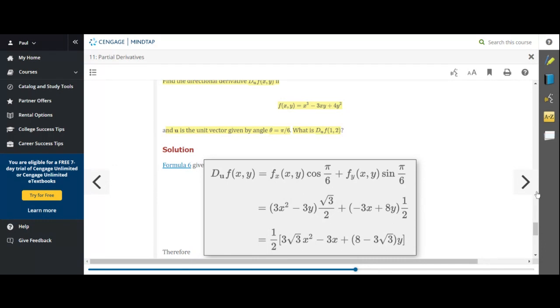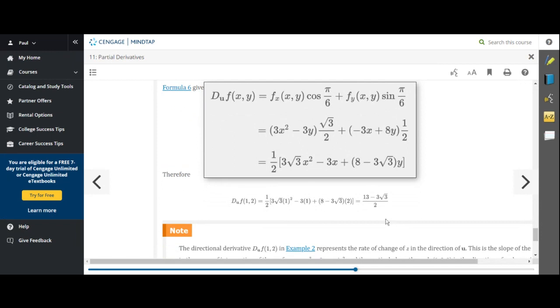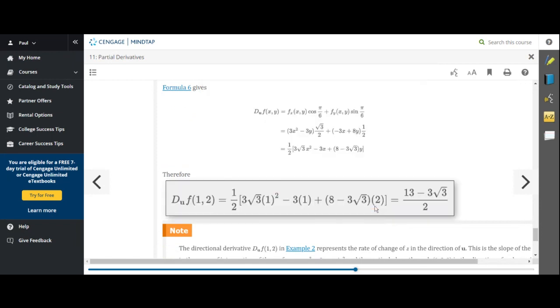All right, well then let's continue a little more here. Okay, therefore, the directional derivative evaluated at (1, 2) would equal, when you work it out, (13 minus 3 square root of 3) over 2. And you know that's what WebAssign wants. Unless WebAssign tells you to approximate, round to the third decimal place or whatever, WebAssign is going to want an exact answer, and that's the right answer too. The exact answer is always the best answer if you can get it, right?